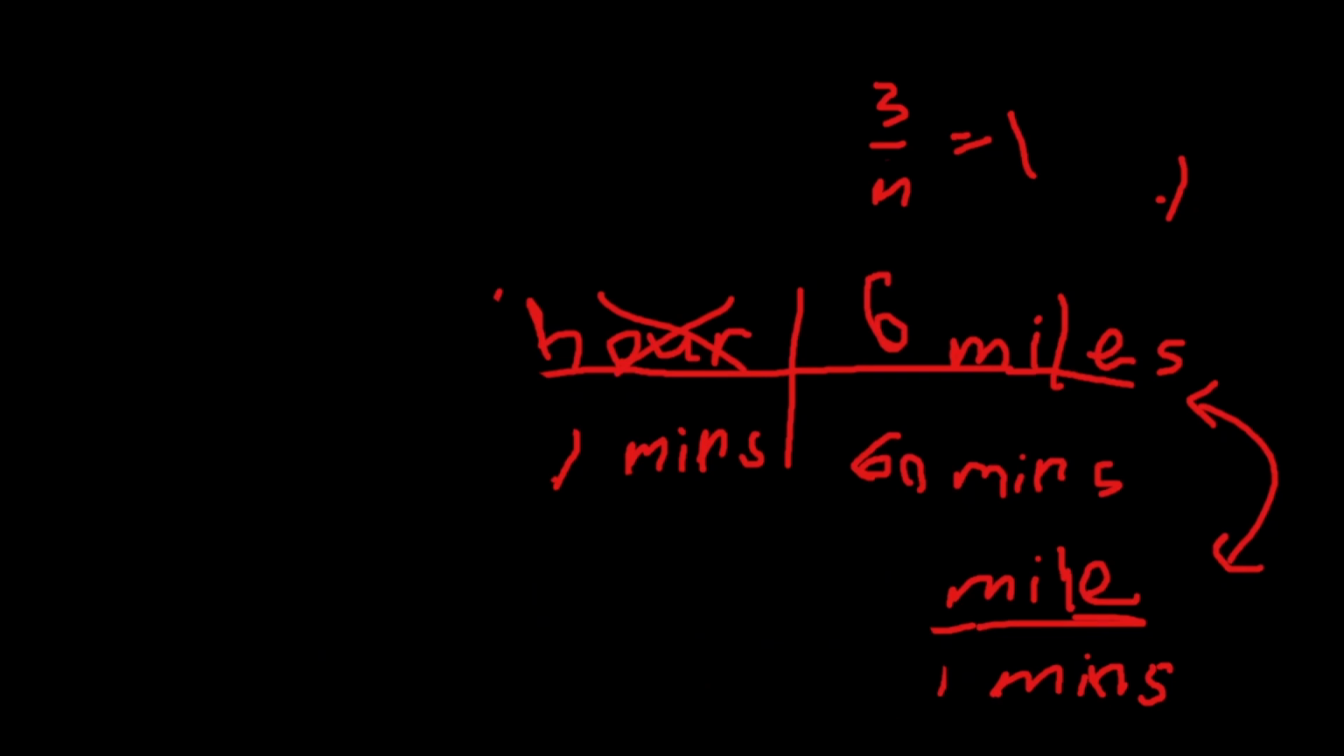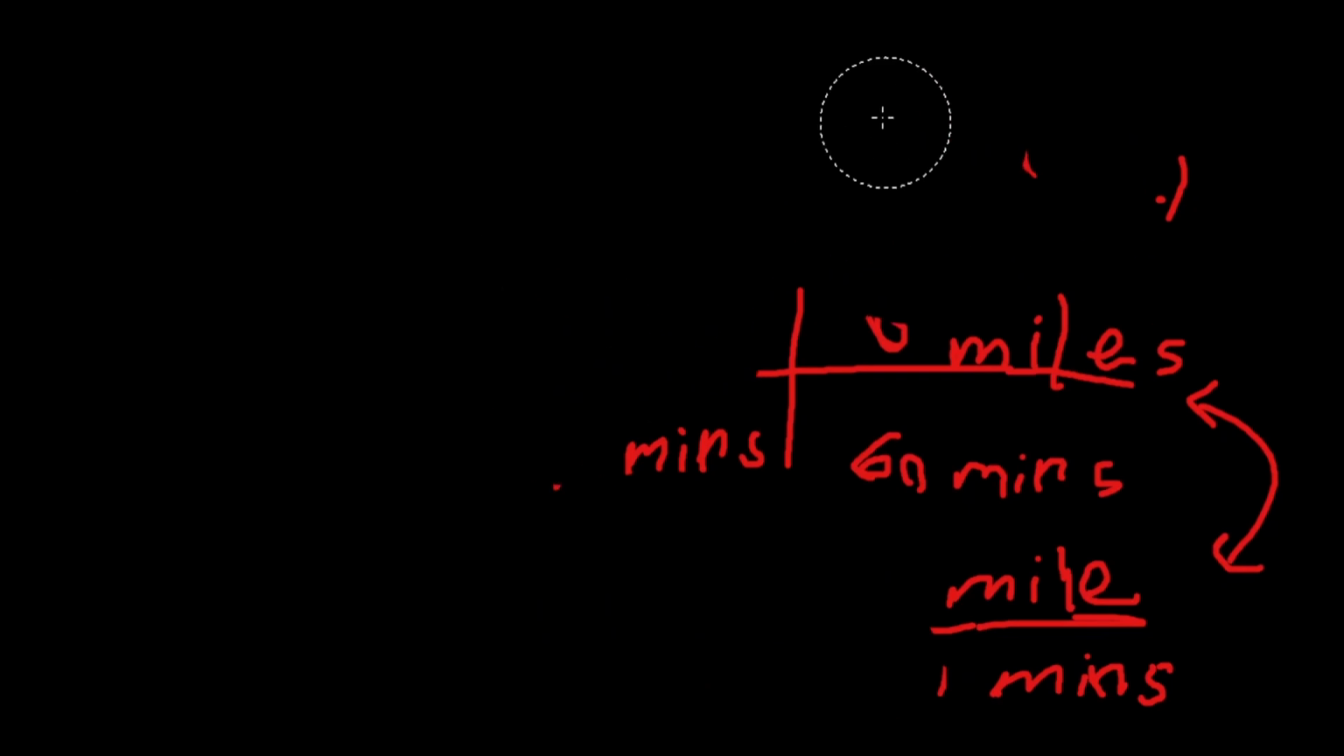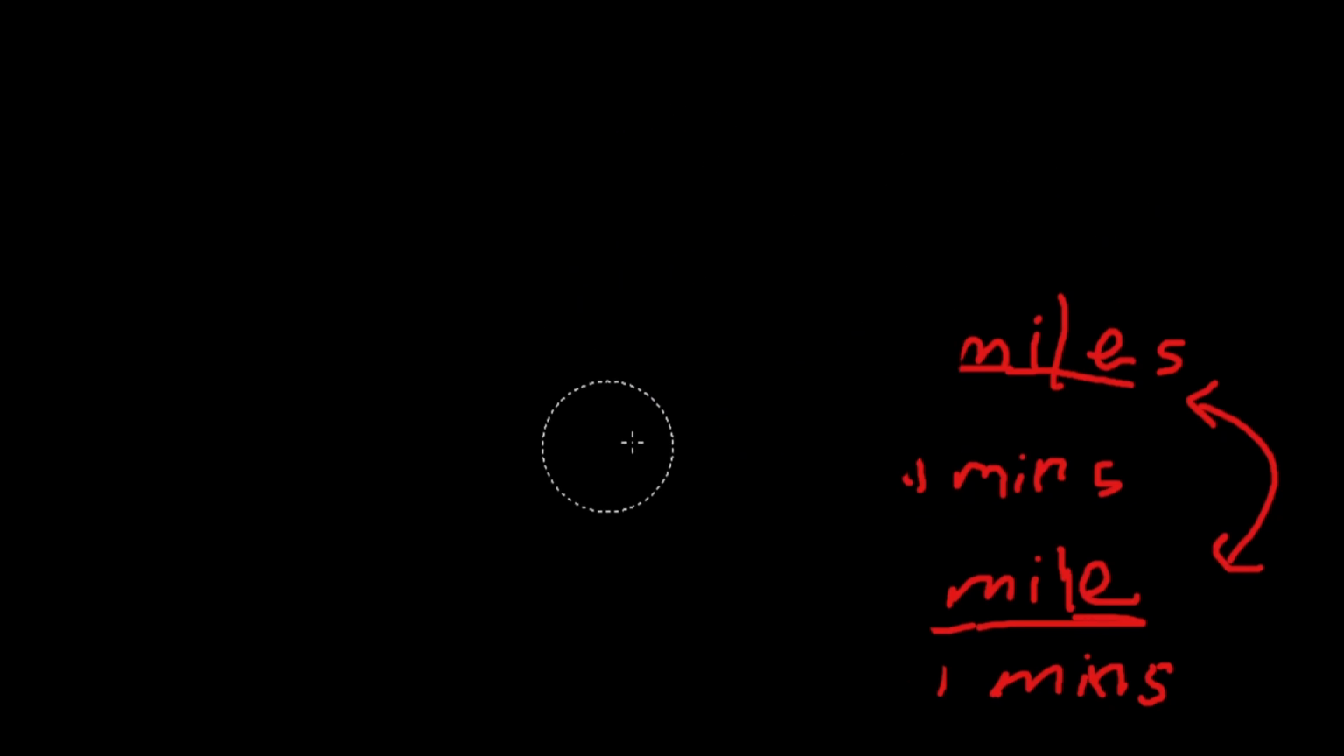So for question 6, let me erase everything real quick. So question 6 says, the dot plot above identifies the number of pets living with each of 20 families in an apartment building. What fraction of the families have more than 2 pets? So what is this question asking for? So we're trying to find the fraction.